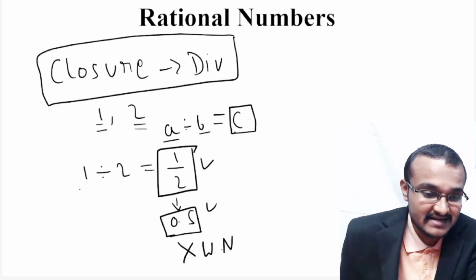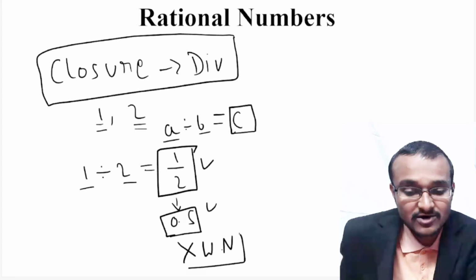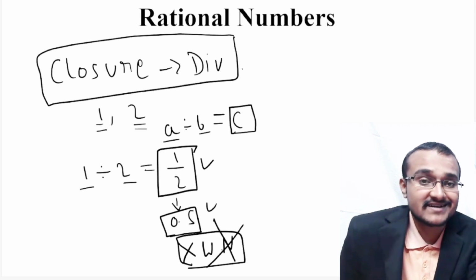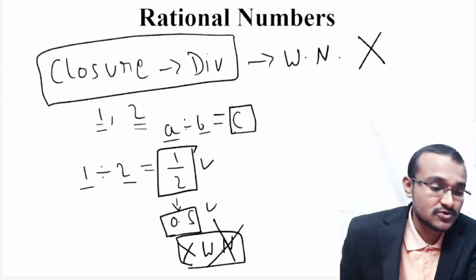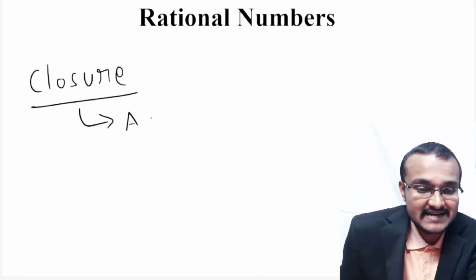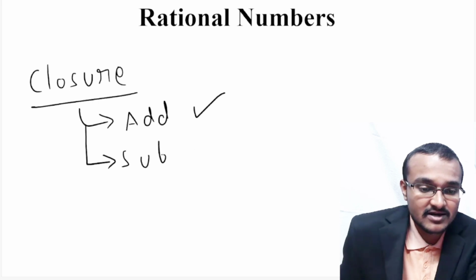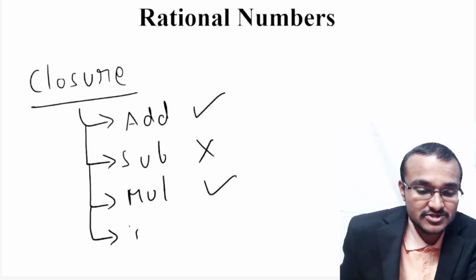So when you divide a whole number by a whole number, you are not getting a whole number. Hence, closure property under division for whole numbers will not be satisfied. So now coming to the conclusion part, closure property under addition was actually satisfied for whole numbers. Under subtraction it was not satisfied. Under multiplication it was actually satisfied. Under division it was not satisfied.